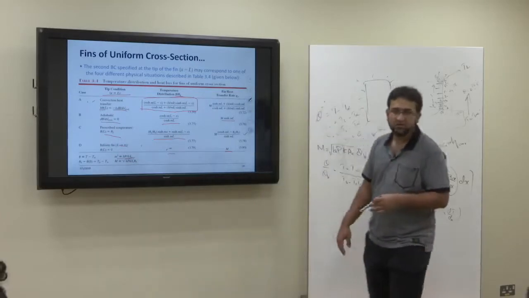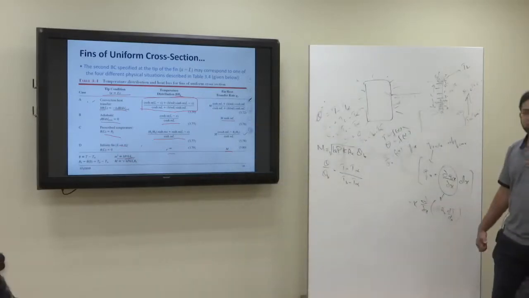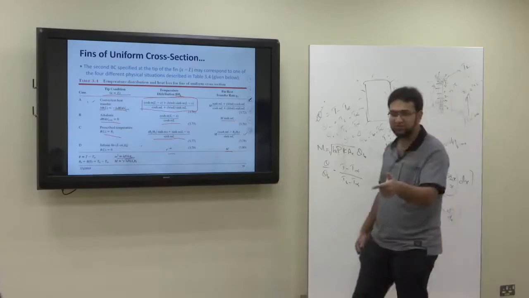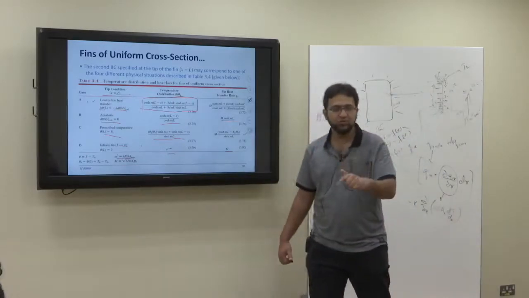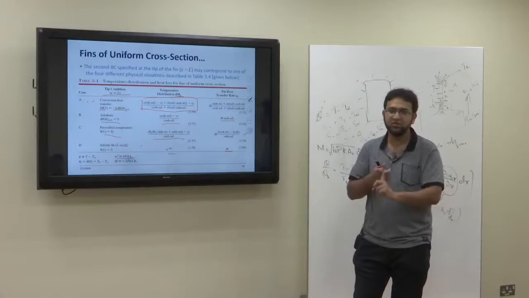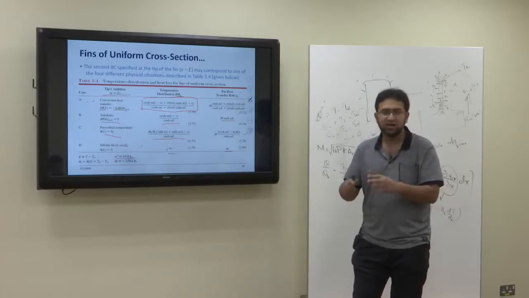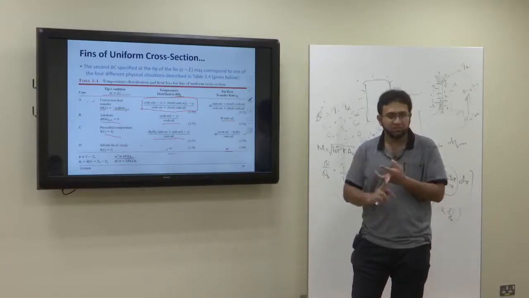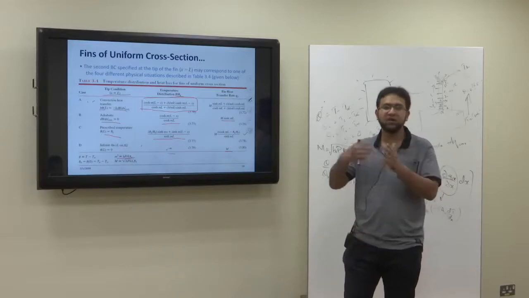Is it clear? So we developed the heat diffusion equation for the extended surface, which is the fin, and from the heat diffusion equation we have to put the two boundary conditions. One boundary condition is at the base, which is known. The other boundary condition is at the tip. At the tip we keep on changing the boundary condition and our answer keeps on changing.